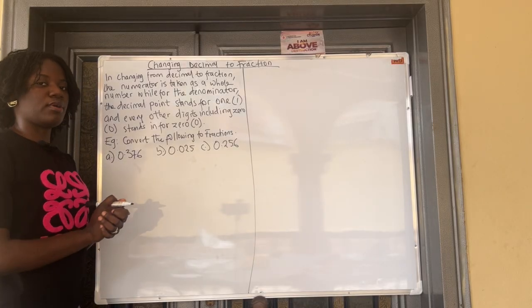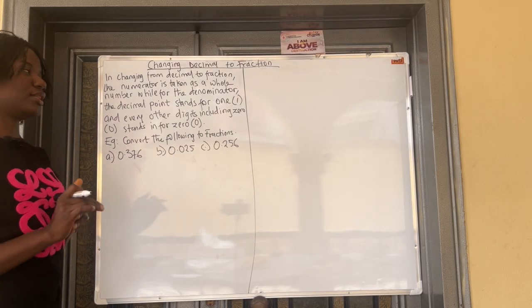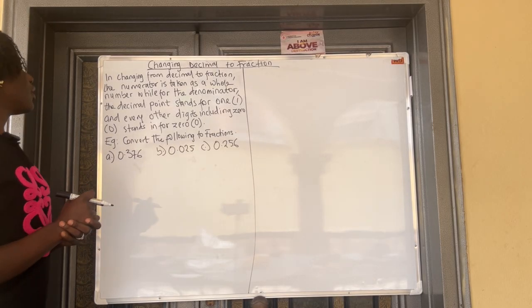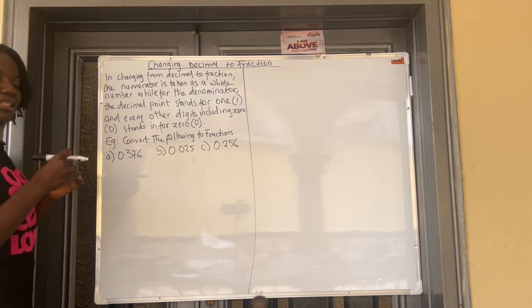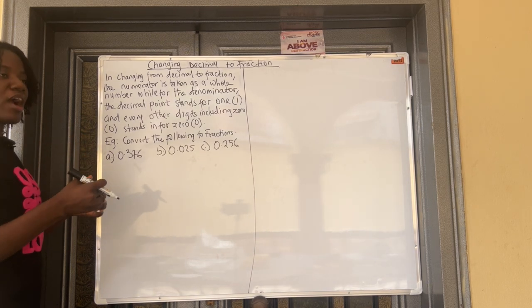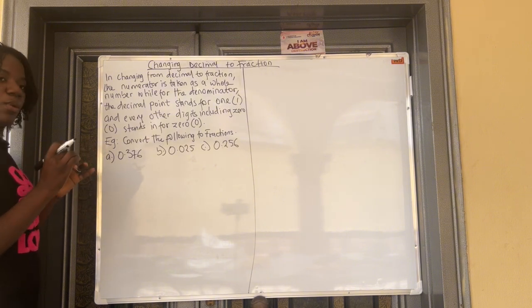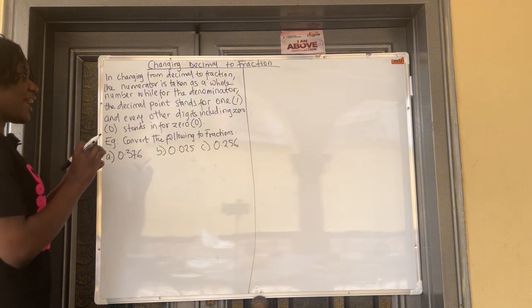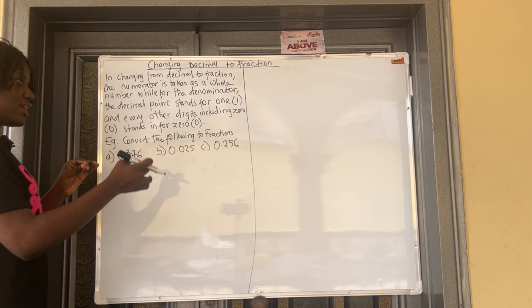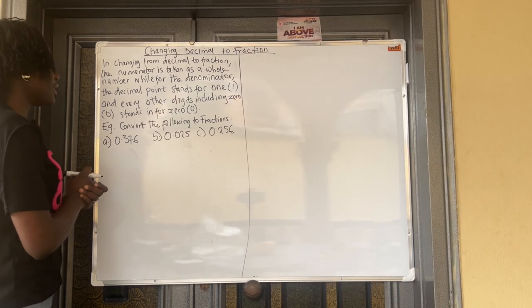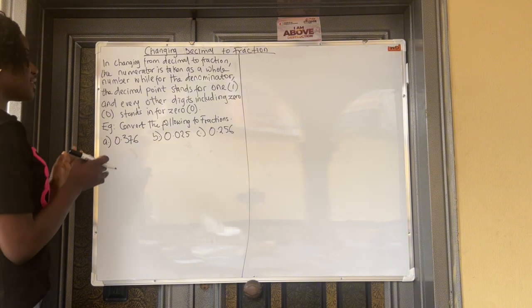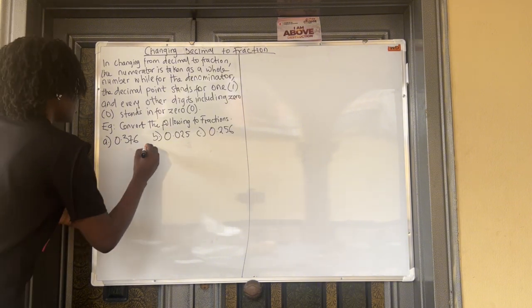In this video, we're going to learn how to change decimal to fraction. In changing from decimal to fraction, the numerator is taken as a whole number, while for the denominator, the decimal point stands for 1, and every other digit, including 0, stands for 0. On these examples, I'm going to be explaining how to convert decimal to fraction.